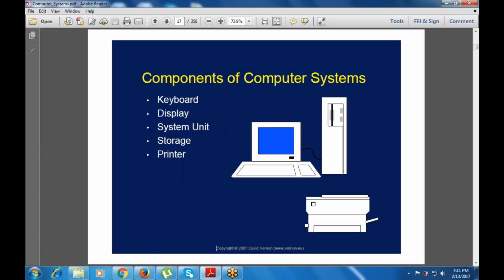Now these are the components of a computer system. The keyboard, then display, then system unit, storage, and the printer. The keyboard is what we use to type characters, that is an input device. Then display, that is a monitor screen by which we can represent the information on the screen. Then system unit, that is the CPU, by which everything is controlled. Then there is storage, the memory that we use to keep the data. Last is a printer, that is used to convert a soft copy into a hard copy.